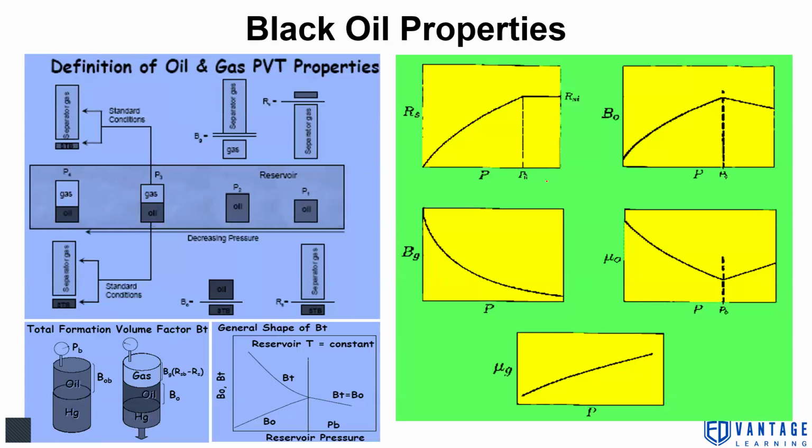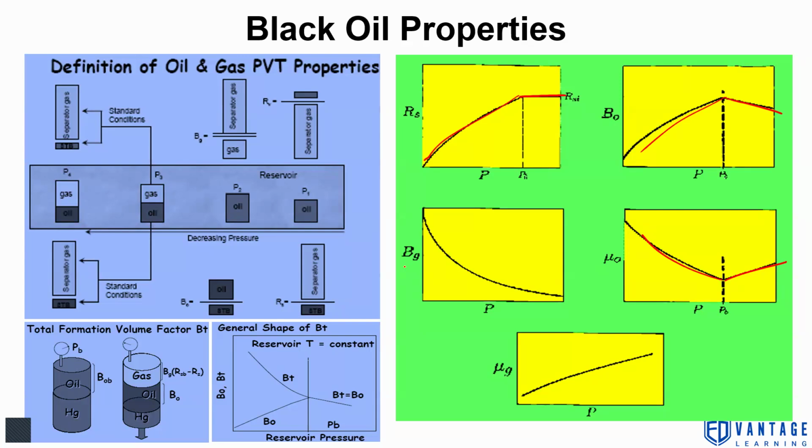So black oil properties, you can see the plots of each property. So Rs is constant above bubble point pressure, but it decreases below bubble point pressure. Similarly, oil FVF decreases above bubble point pressure and also decreases below bubble point pressure. Similarly, viscosity increases above bubble point pressure and also increases below bubble point pressure.